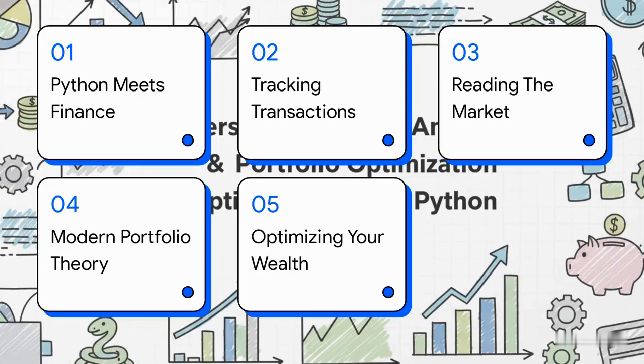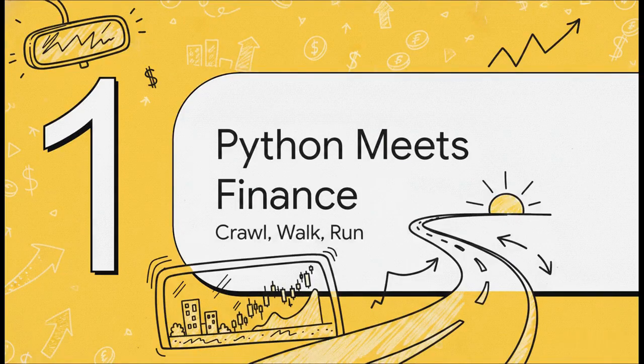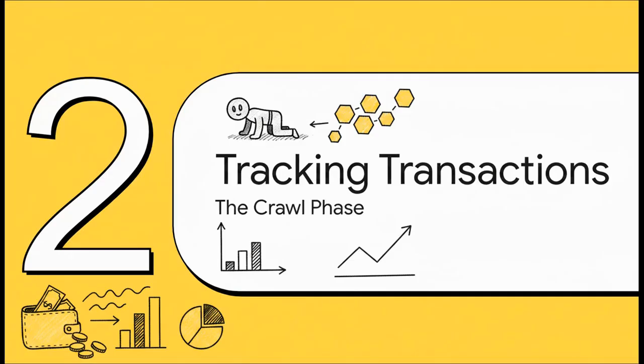Here is our roadmap for today. We'll start with Python meets finance, move on to tracking transactions with Dash, then reading the market, dive into modern portfolio theory, and finally, optimizing your wealth. Let's jump right in. Section 1. Python meets finance, the crawl, walk, run journey. Section 2. Tracking transactions with Dash, the crawl phase.